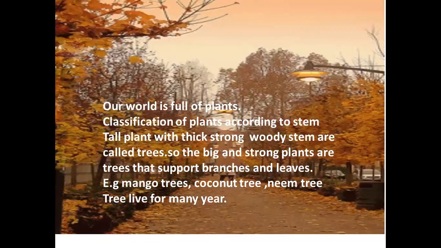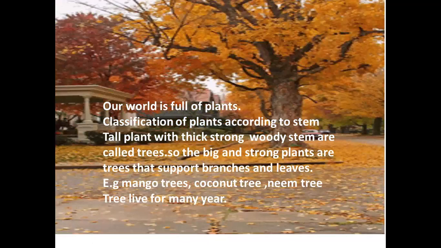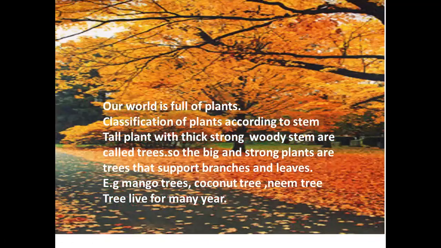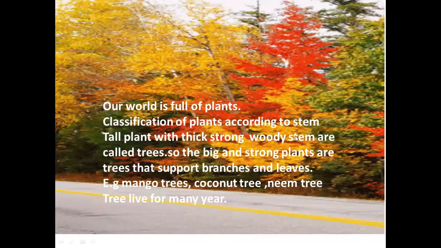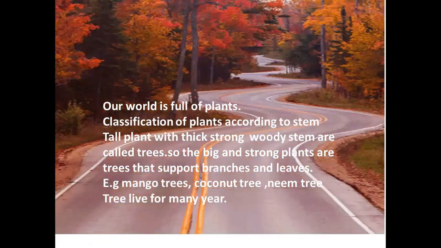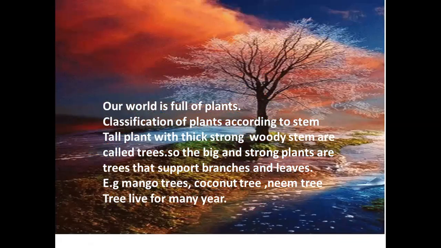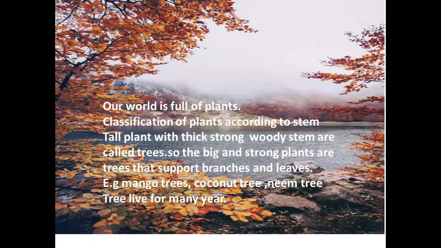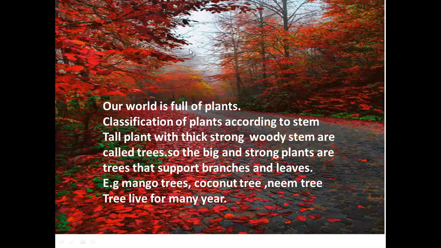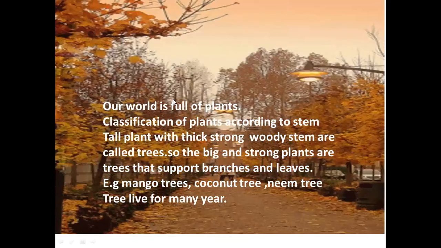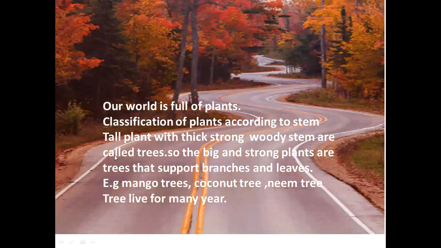Our world is full of plants. Our world is full of beautiful greenery. Classification of plants according to the stem. Now we will classify the plants according to the stems. We will discuss now the three types of plants: herbs, shrubs, and trees. In the background, you can see a lot of trees.